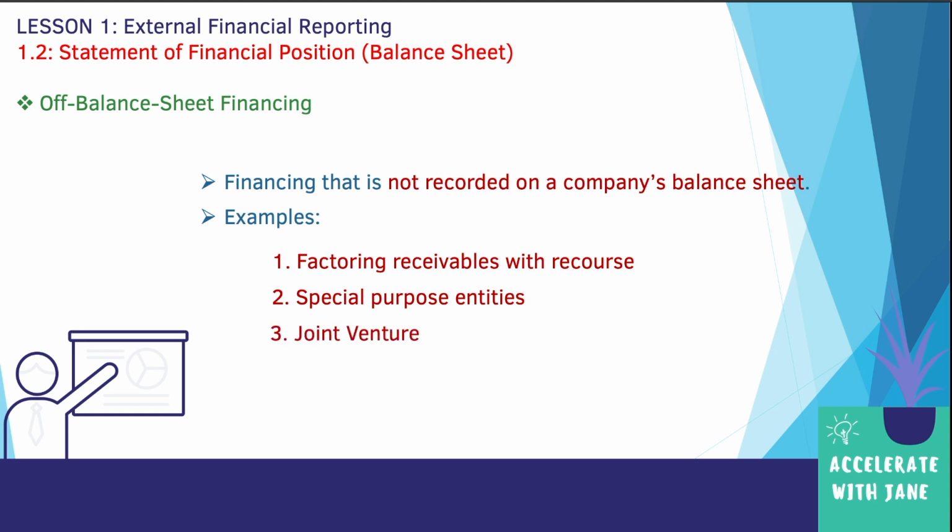Third is joint venture. It is off-balance sheet accounting since the joint venture is accounted for on the equity method. Hence, the liabilities of the joint venture, for example, are reported on the joint venture's books. So the debts are not reflected as debt of the members of the joint venture. So it is also considered a form of off-balance sheet financing.